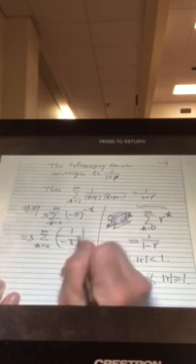Alright, so how do I use this here? I'm going to rewrite this, so it's 3 times 1 over negative pi to the k.